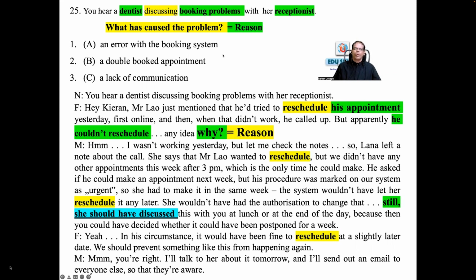An error with the booking system, they don't say anything about the booking system at all. There is no error with the booking system. And double booked appointment, nothing to speak about. They are not speaking anything. A lack of communication. She should have discussed. She should have communicated. Then we should have found a solution. That's why I said the gist is the reason.